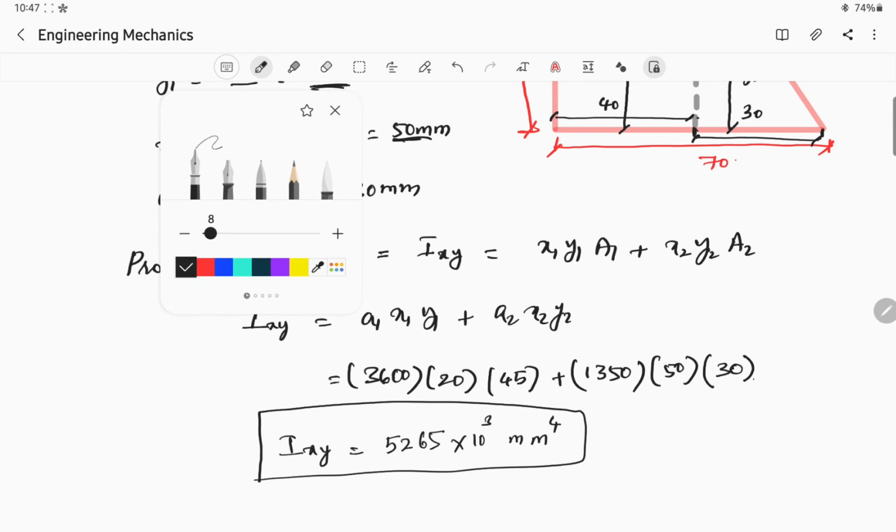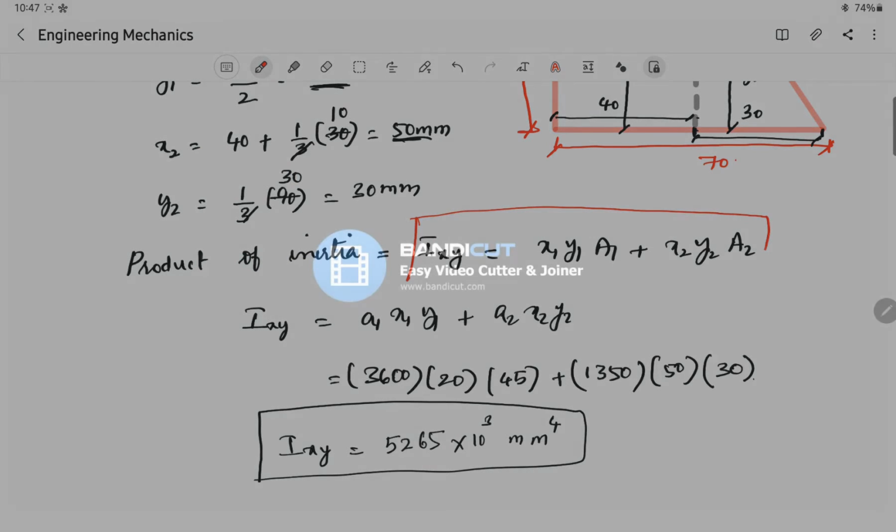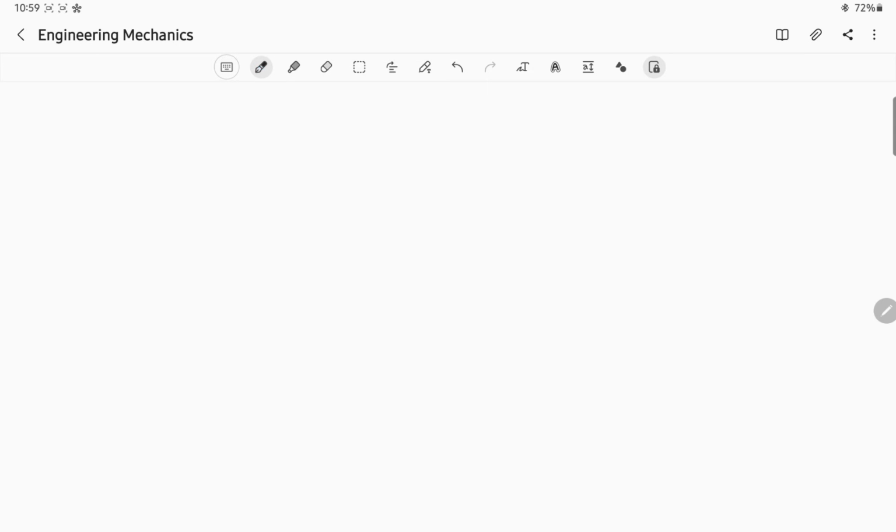So the very important thing which you have to remember is this formula, that is Ixy. So the next question will take it as product of inertia again.